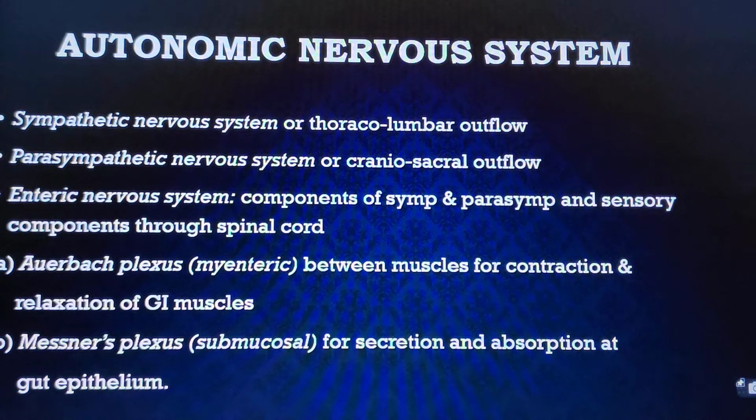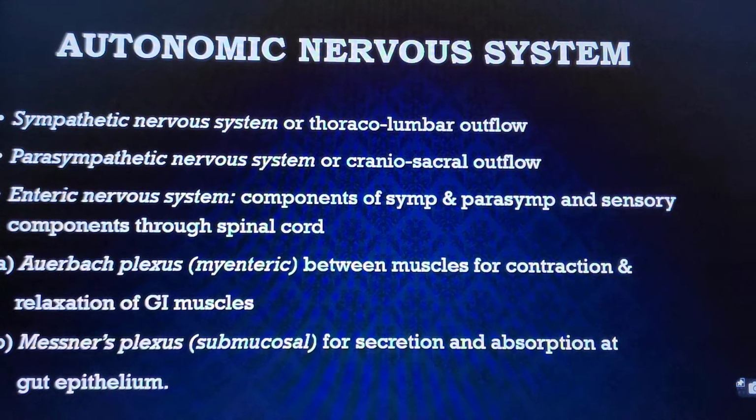Now, coming to the autonomic nervous system, it is classified into three components. One is called the sympathetic nervous system, also known as thoracolumbar outflow. The other is known as the parasympathetic nervous system or craniosacral outflow. The enteric nervous system is basically a component of sympathetic and parasympathetic, along with a sensory component through the spinal cord.